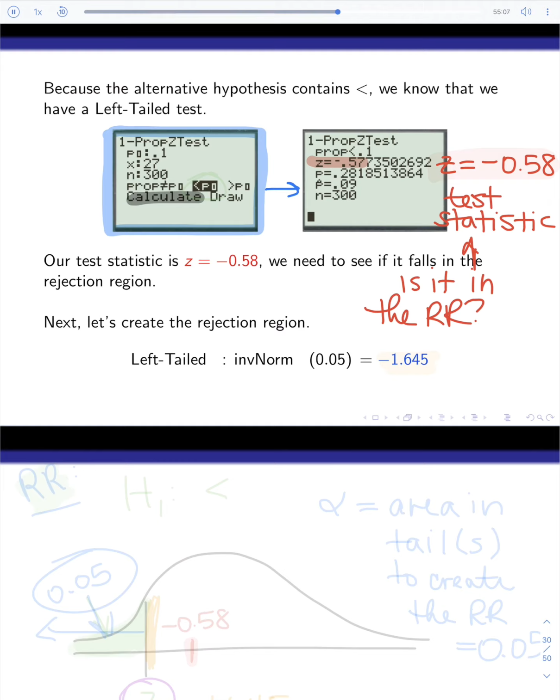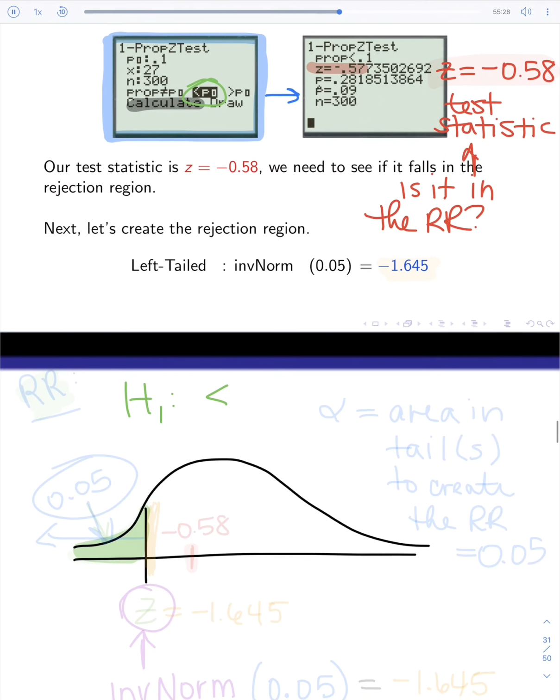Well, because we had a less than symbol in our H1, that tells us that we're going to have a left-tailed picture. So it'll look something like this with our left tail filled in. And what we're going to be trying to do is to find the z-value that'll match up with this picture.